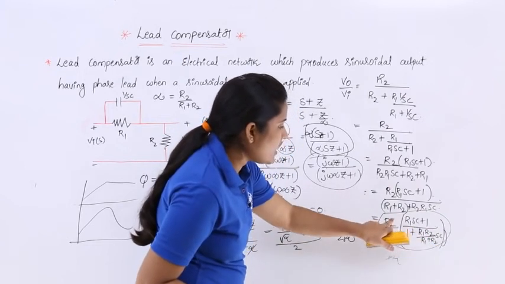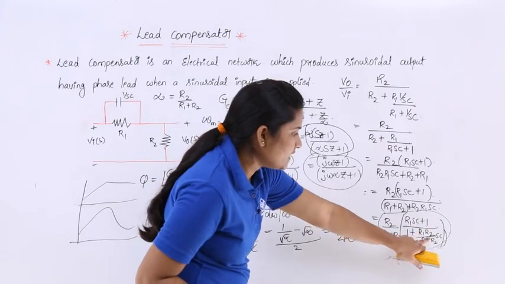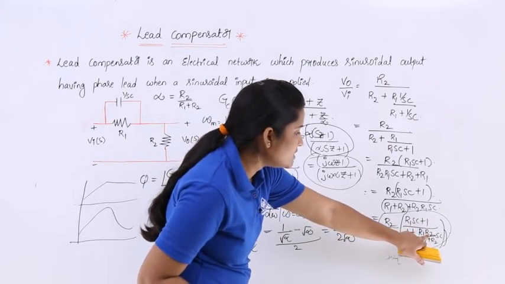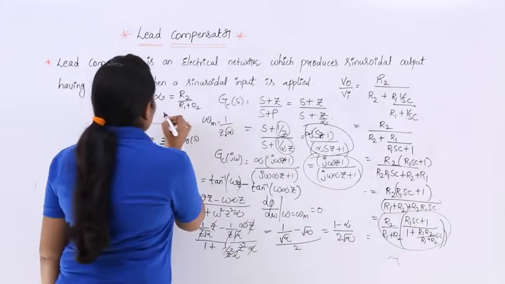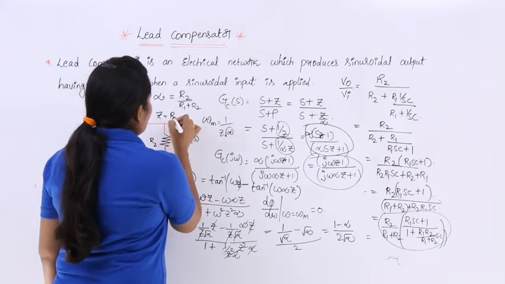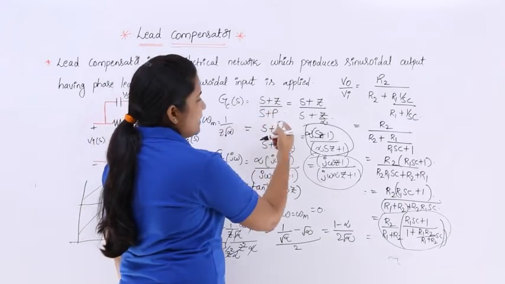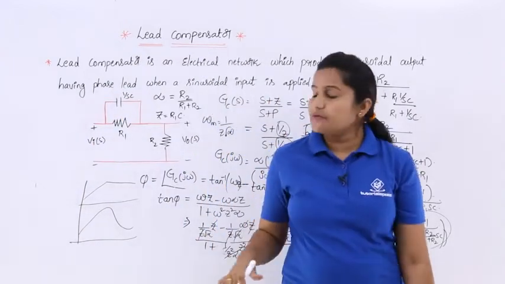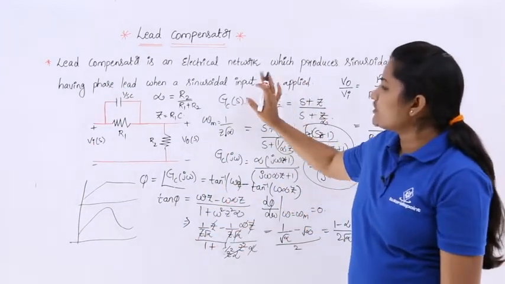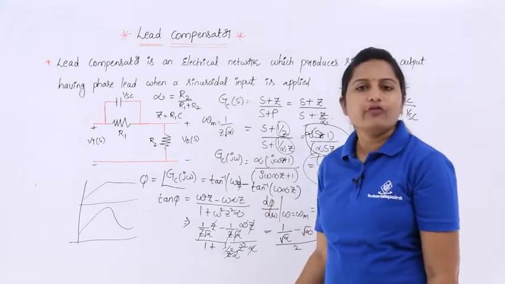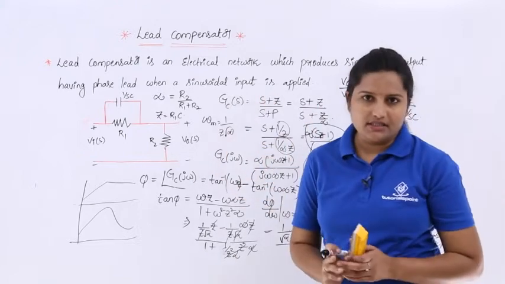So we consider alpha like this. By taking out this alpha value, the remaining is R1C, so your Z value is equivalent to R1C. If you know alpha and Z, you can get the P value. By substituting all this, you will get the actual transfer function of your lead compensator.